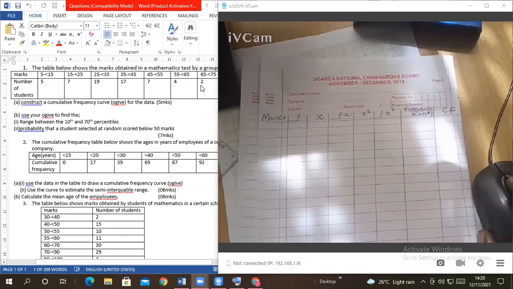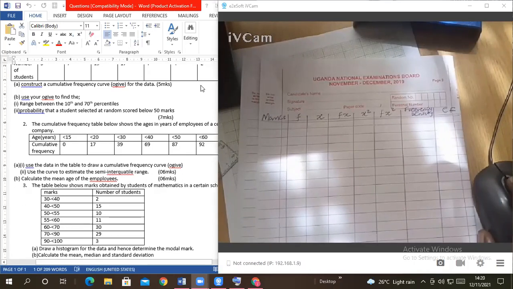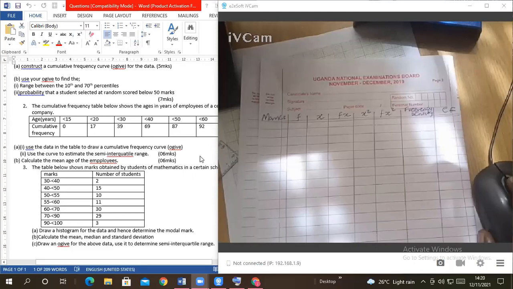Apire was asking something about question two. In question two, you can see clearly that the age you've been given there is the same as this. Those are class boundaries, so those are upper class boundaries. Apire, are we now together? Those are upper class boundaries.